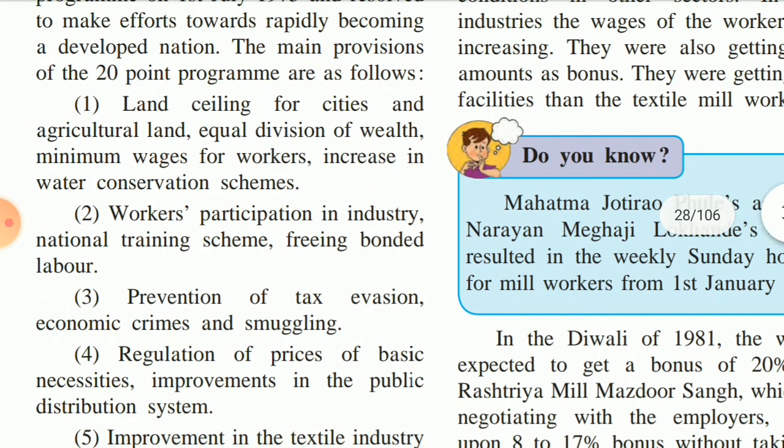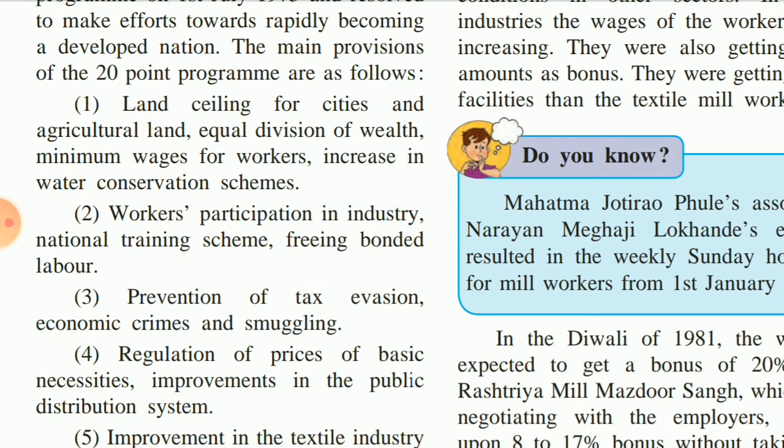Number 2: workers' participation in industries, national training schemes, and freeing bonded labor. Earlier there were bonded laborers. Bonds were written and they were paid money, and unless and until they repaid this money back, they had to keep on working with the landlords. These bonded laborers were freed during this time.